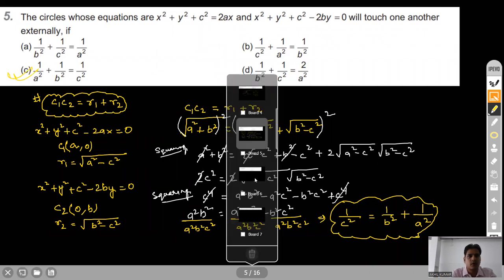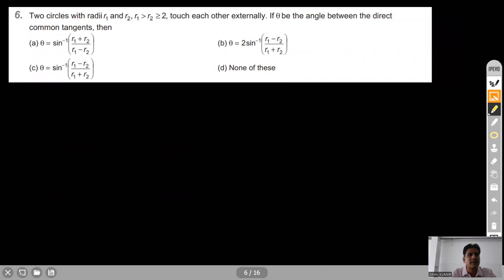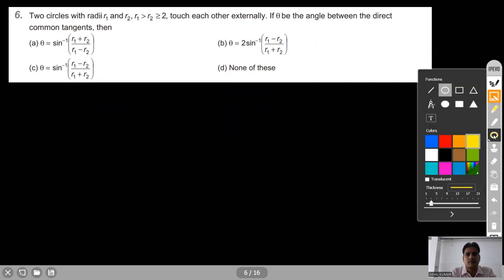Right, so this was our question number 5. Let's see this question number 6. So two circles are there with radius r1 and r2, where r1 is greater than r2, greater than or equal to 2. And both these circles are touching each other externally. So if theta be the angle between the direct common tangents, then we have to find the value of theta. Okay. So two circles are given here.